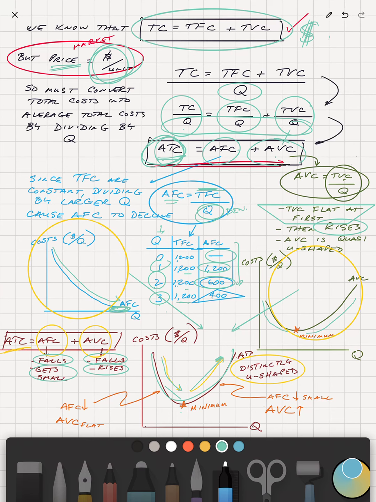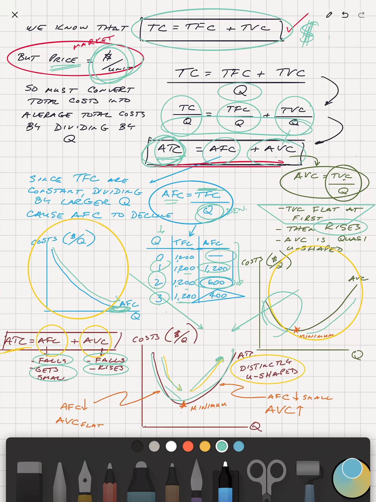Your total variable cost curve, we remember, is kind of flat at first where specialization of labor occurs. Therefore, your average must be falling initially. Okay? Then your total variable cost curve kicks up and rises significantly. Therefore, your average variable cost curve must eventually rise.